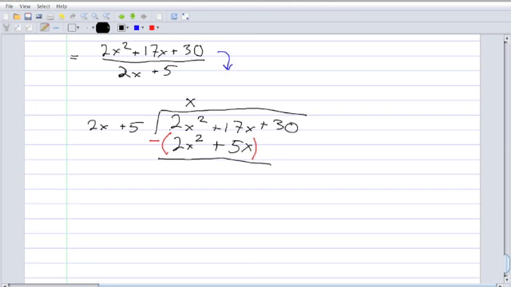Alright, so subtract the second line from the first. So you have 2x squared minus 2x squared is 0. 17 minus 5 is 12x. Bring everything else down. 12x divided by 2x is just 6. So plus 6. Okay. 6 times 2x is 12x. 6 times 5 is 30. And you see, when you subtract the two lines, you get your 0.